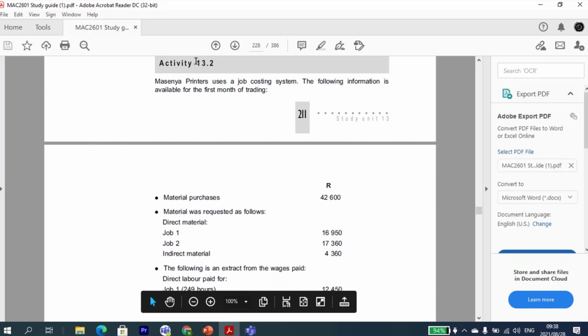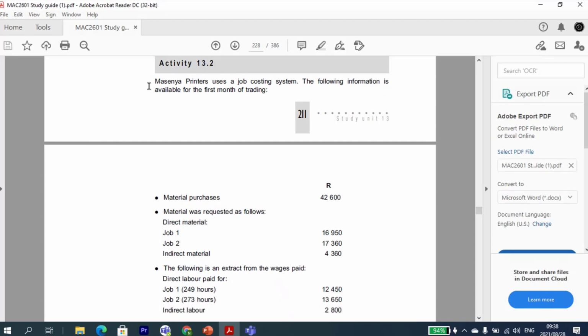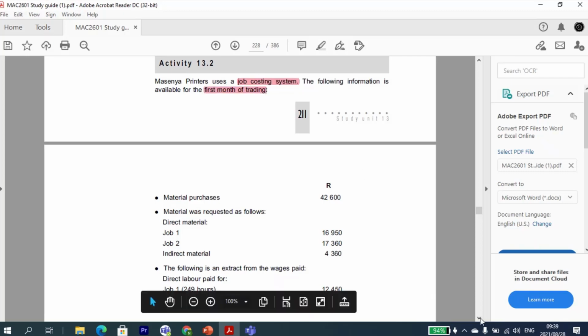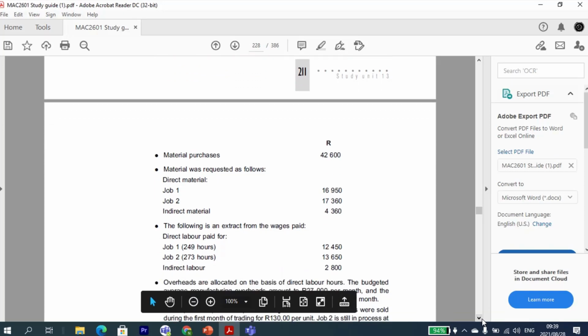All right, so activity 13.2. Masinya Printers uses a job costing system. They didn't give you the context that I was saying, that sometimes the context will lead you to say that this is job costing. They tell you here that Masinya Printers use job costing. The following information is available for the first month of trading. Okay, so let's look at the first month of trading.